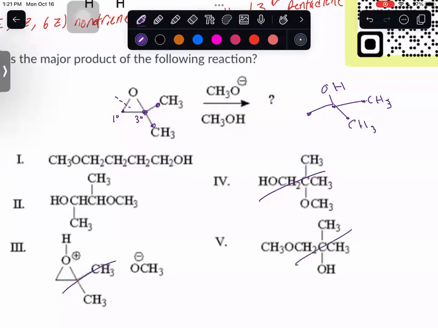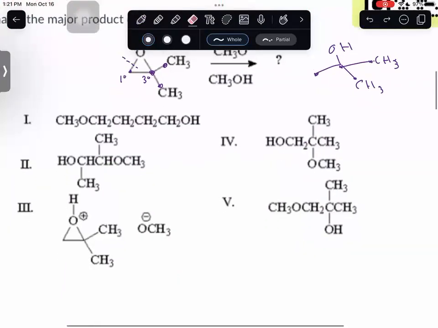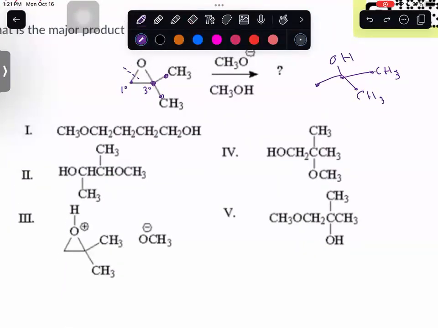So when you cleave it, let's say you see that primary, there's two hydrogens out there, right? When you cleave it, it leaves that cation. You see what I'm saying? You're going to attach the methoxide to that primary.